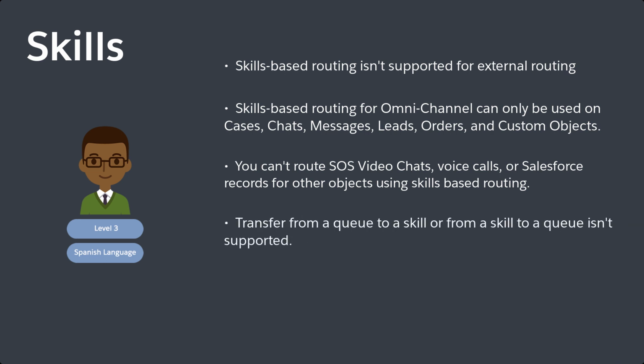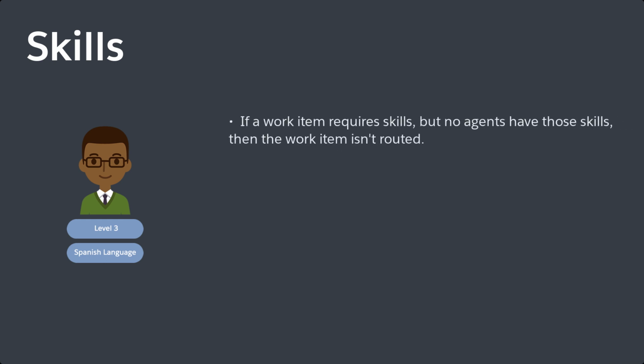Transfer from a queue to a skill or from a skill to a queue isn't supported. Transfer from a skill directly to a user or button isn't supported. And if a work item requires certain skills, but no agents have those skills, then the work item isn't routed. This situation is similar to how items in a queue are treated when no agents are online.